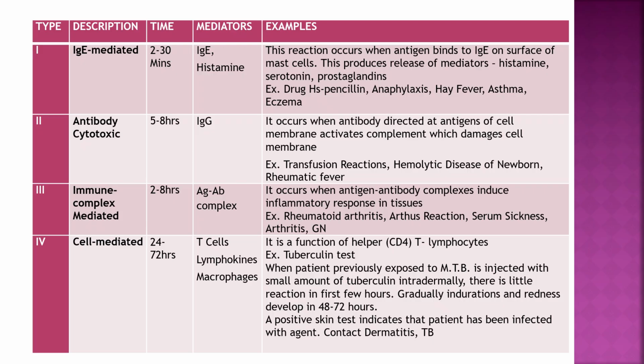Type 4 is cell mediated, occurs in 24 to 72 hours. Mediators are T cells, lymphokines, and macrophages. It is a function of helper, that is CD4 T lymphocytes. Example: tuberculin test. When a patient previously exposed to MTB is injected with a small amount of tuberculin intradermally, there is little reaction in the first few hours. Gradual induration and redness develop in 40 to 72 hours. A positive skin test indicates that the patient has been infected with the agent. Examples: contact dermatitis and tuberculosis.